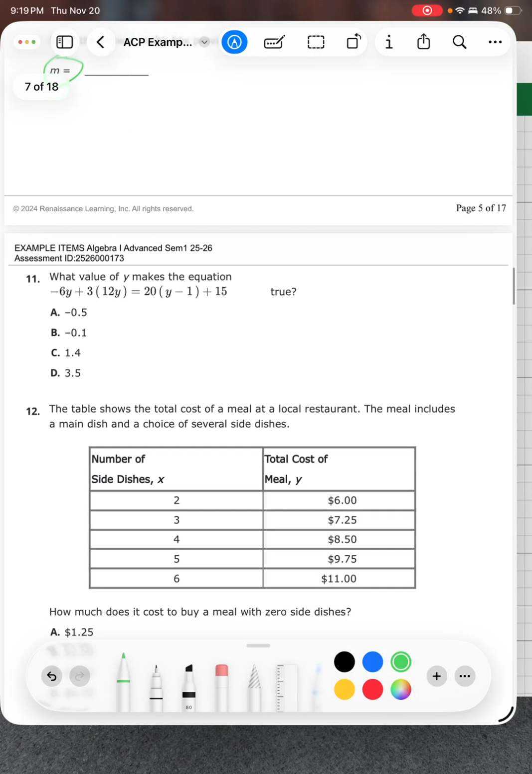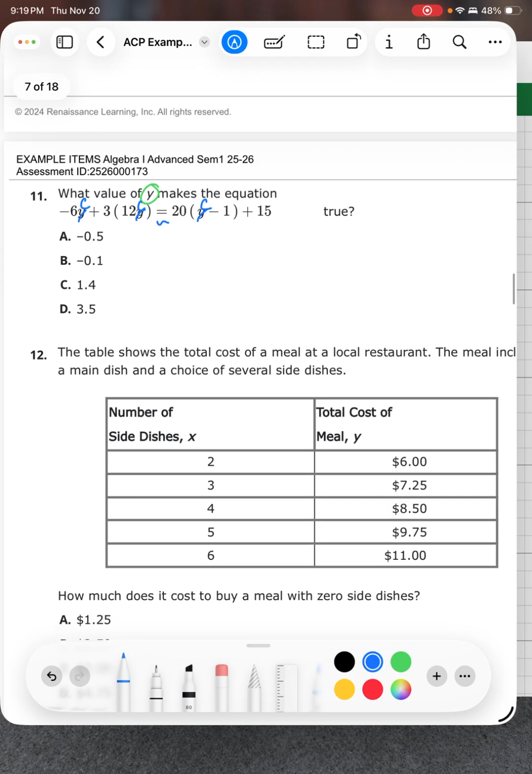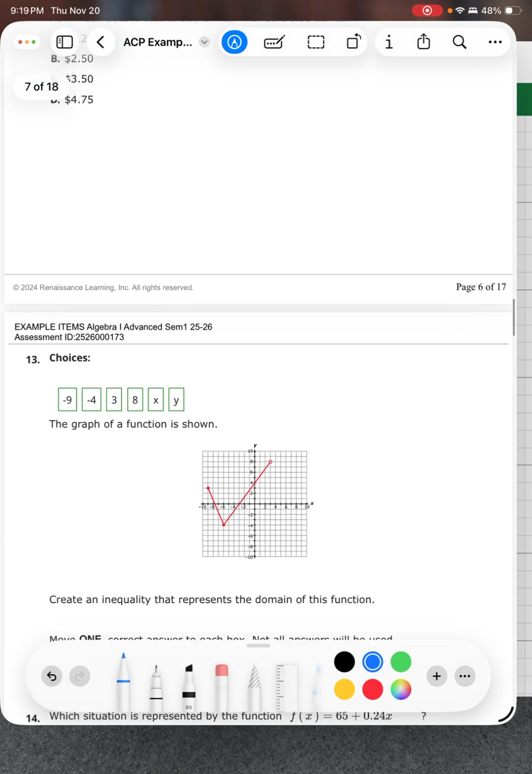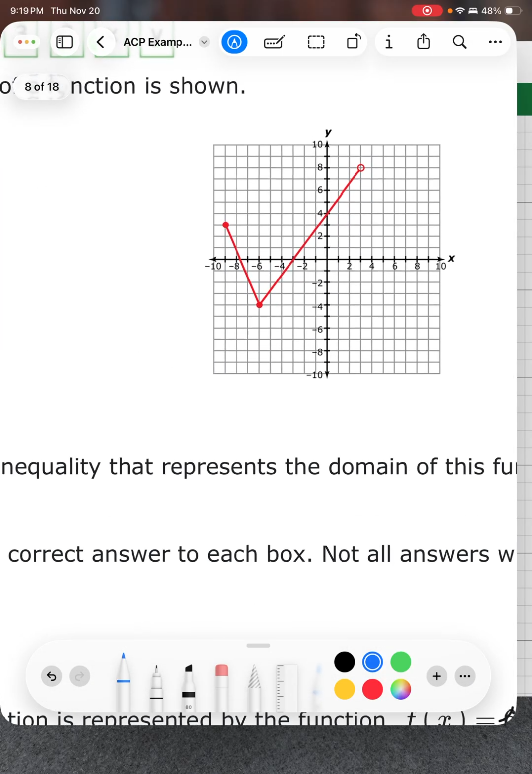Number 11 also should have been relatively easy. What value of y makes the equation true. So when you're solving for a variable and you have it on both sides, remember you can't use x or y, so you would just change your variable to a different letter and change your equal sign to a tilde, and you would get your answer. Okay, number 12 should have been okay. Okay, 13, we're still getting mistakes on this one.